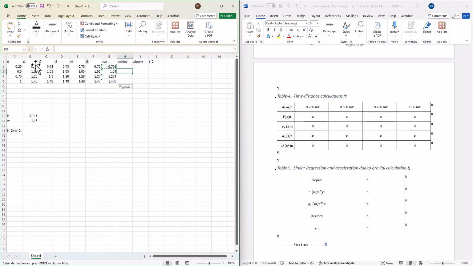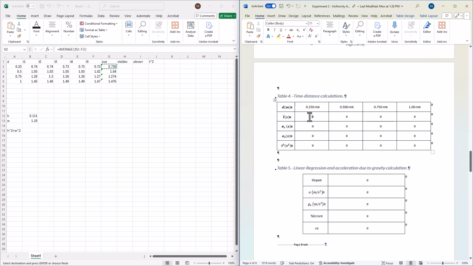The other thing that we need to do is take these values and put them into here, and really the best way might be just to go ahead and type them in. So that would be 0.736, 1.04, 1.274, 1.46.